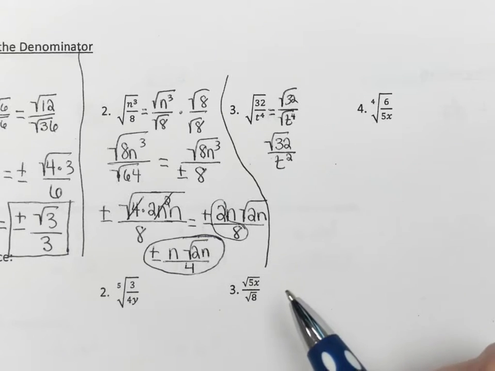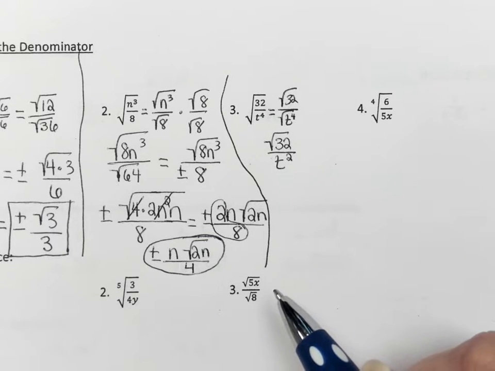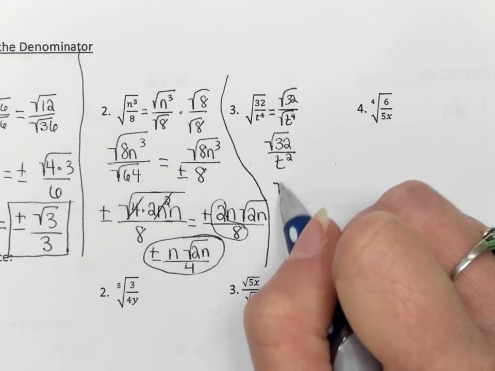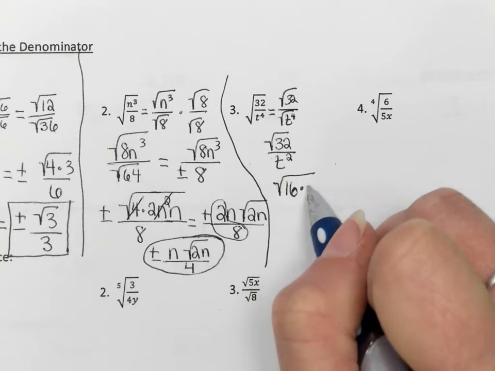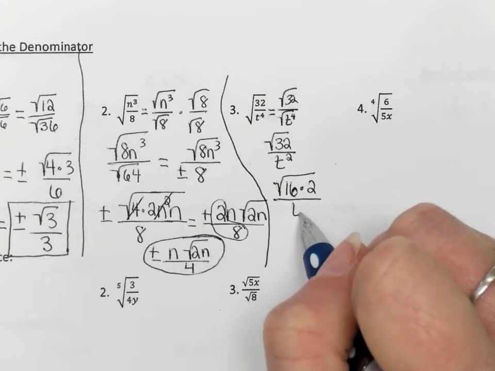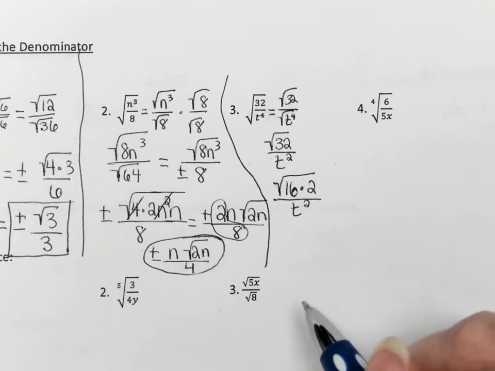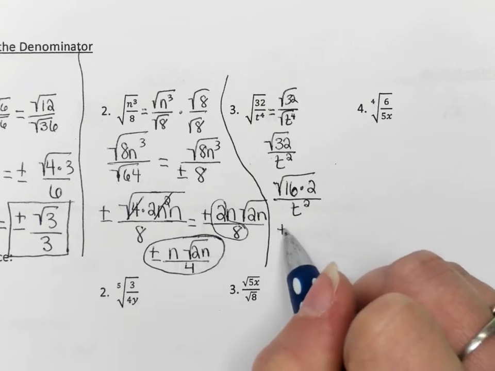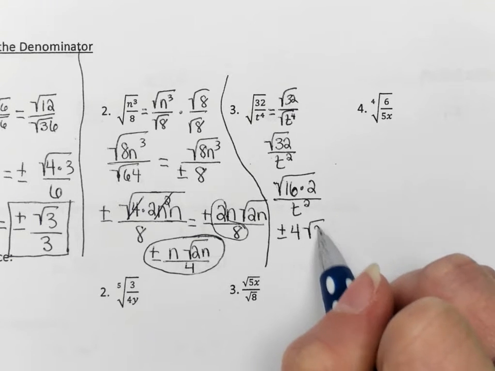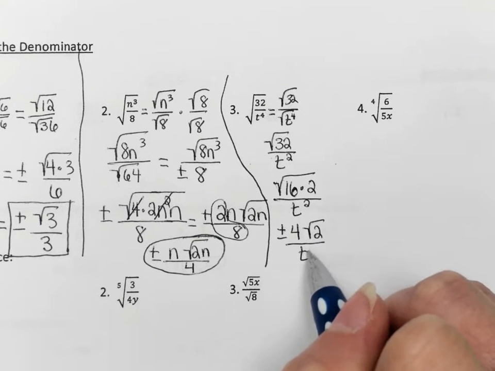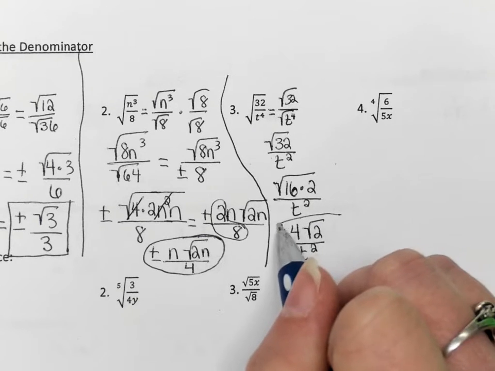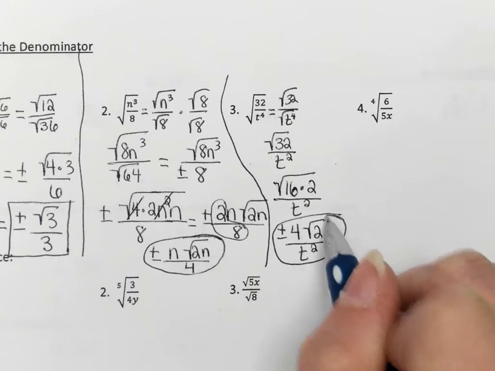You see anything else? There you go. You can break 32 up into 16 times how much? 2. What's the square root of 16? Plus and minus 4. Anything else? I think that's it, right? Yeah. Y'all okay?